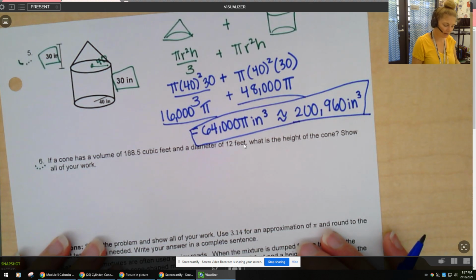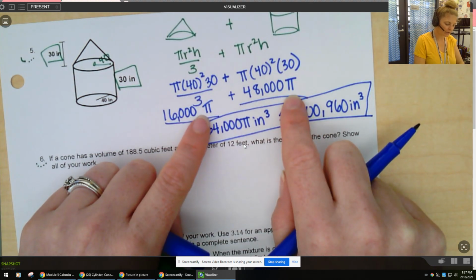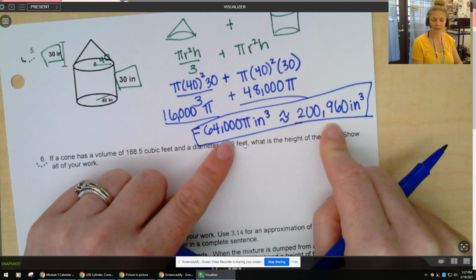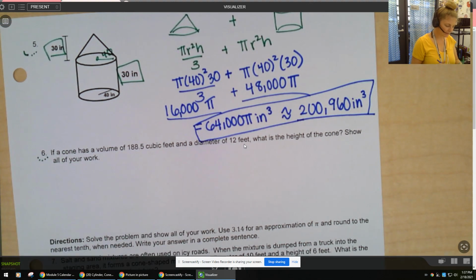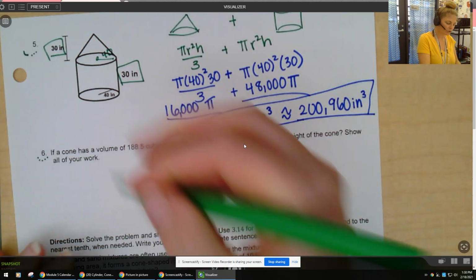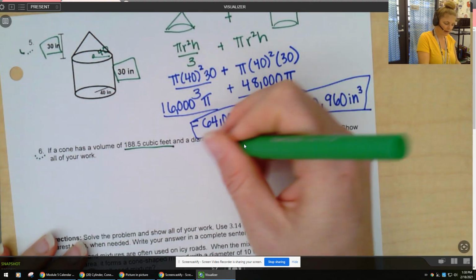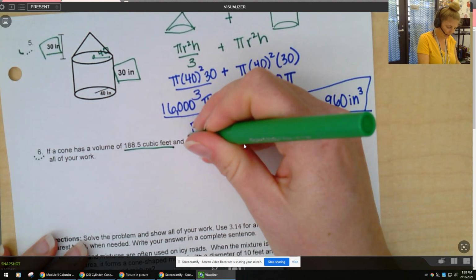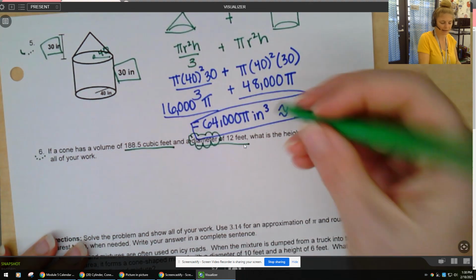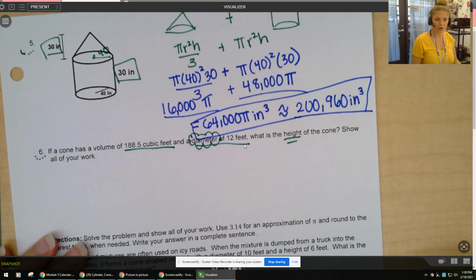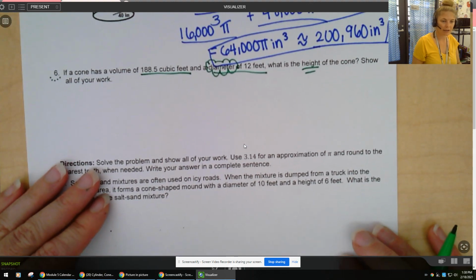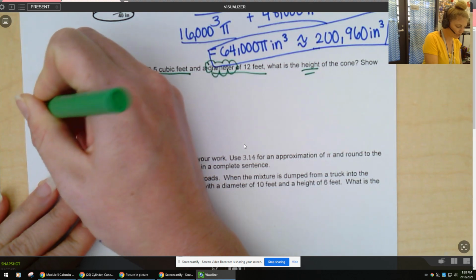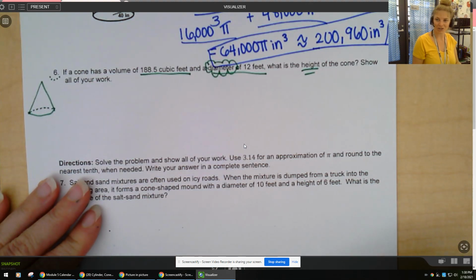Really nice job there. Remember, we always want to leave our answer in terms of pi until the end to be the most accurate with less rounding. Okay, number 6 says, if you have a cone with a volume of 188.5 cubic feet and a diameter of 12 feet, what is the height of the cone? Show all your work. So when I'm taking a look at number 6, I'm going to draw a picture because I am a super visual mathematician.